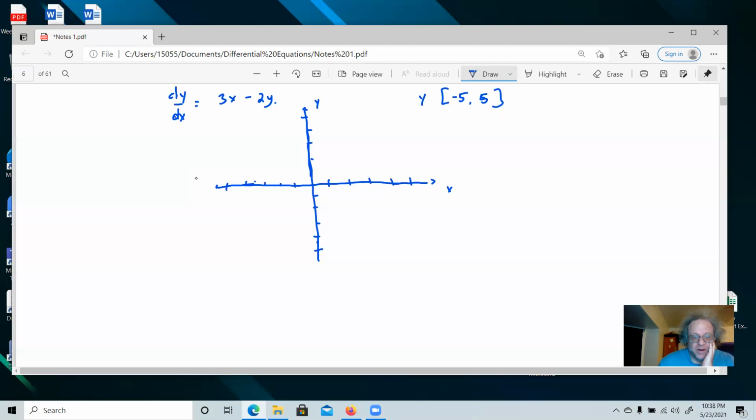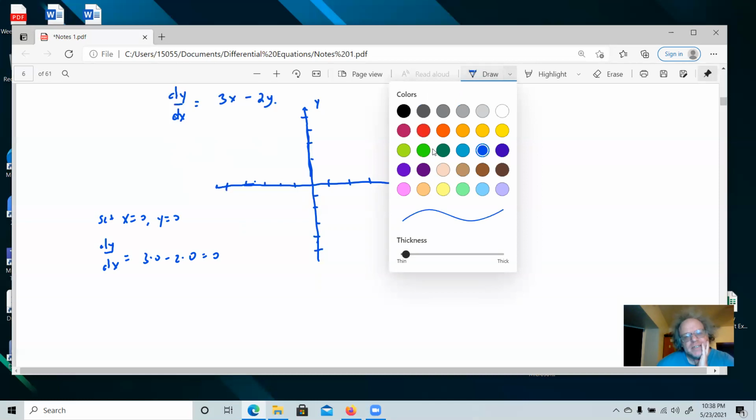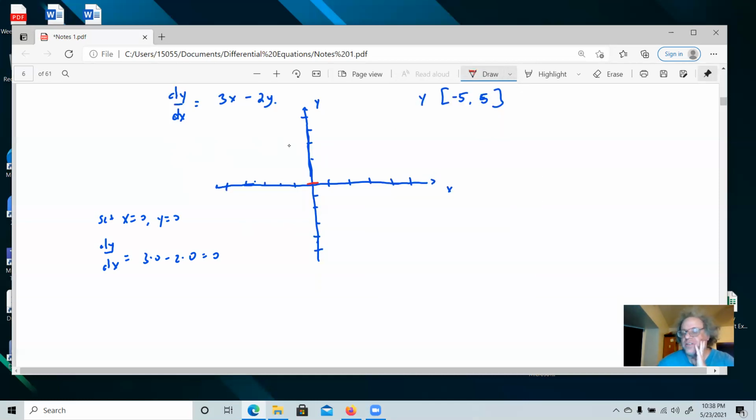So you might say, well, let's set x equals 0 and y equals 0. So we'll have dy/dx equals 3 times 0 minus 2 times 0, which is equal to 0. Great. So we have, and we'll do it in red, a little slope here that's 0.